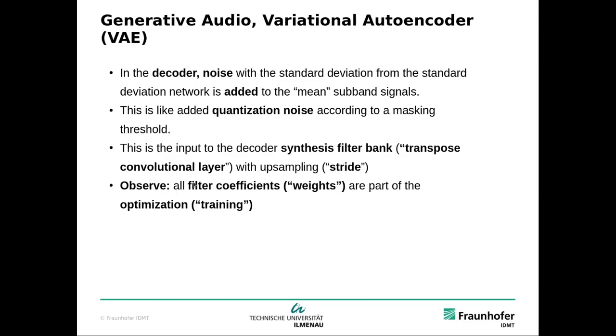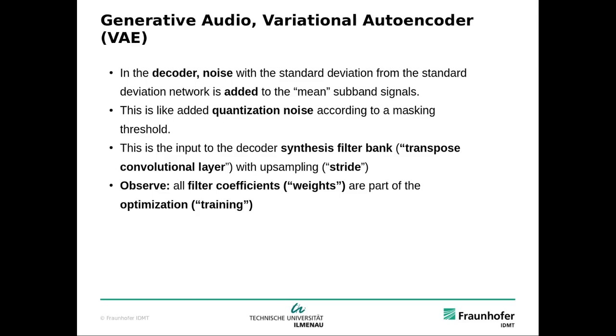And observe that all the filter coefficients, which here are called the weights, are part of the optimization, which is here called training. So this has similarity to our optimization of the filter banks. Remember, we optimized the MDCT and the QMF and got optimized versions of it. But there we only optimized the prototype or window function. So we had fewer weights in this sense. Here we optimize all the filters separately.